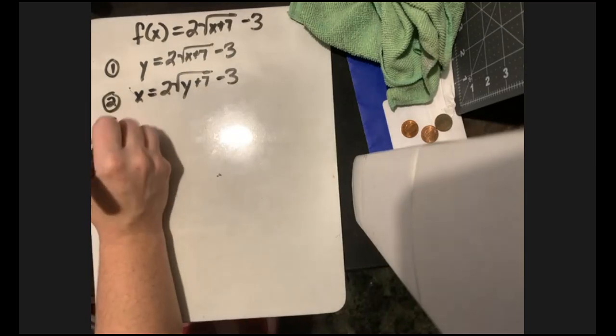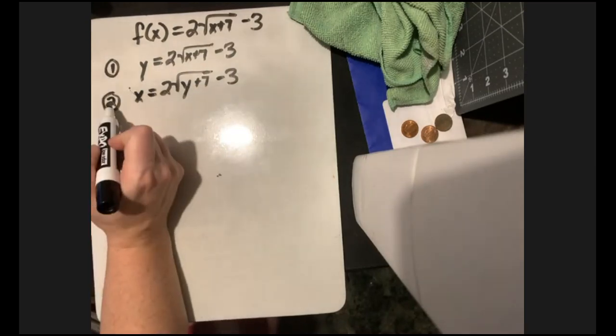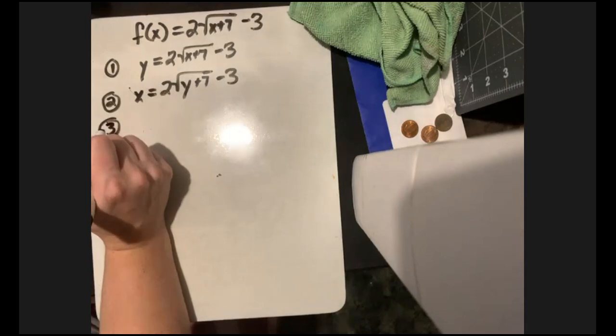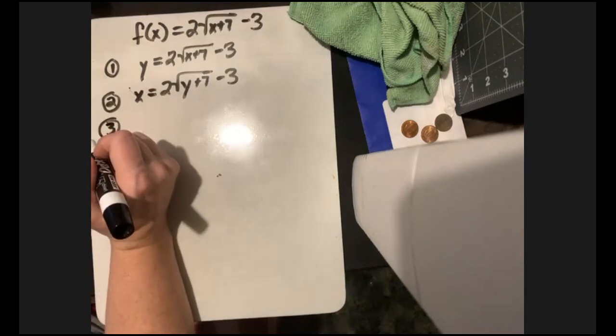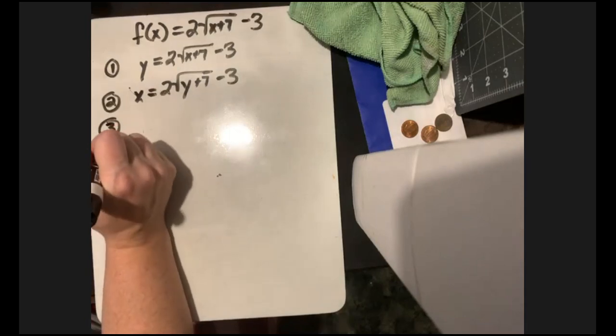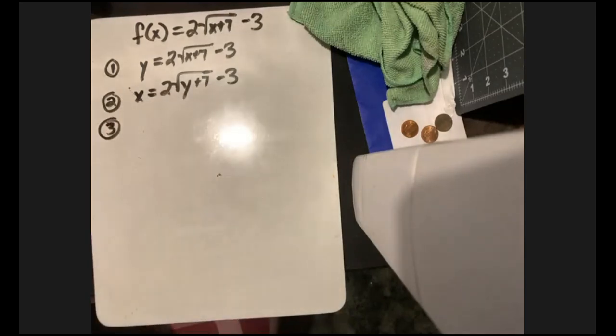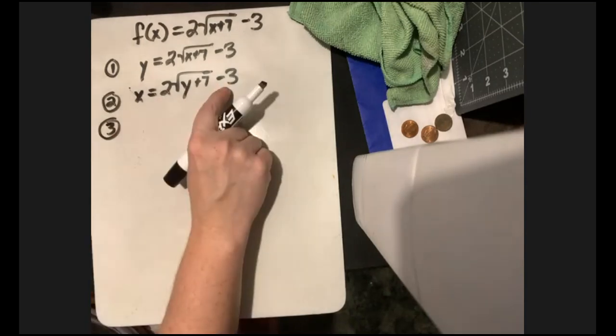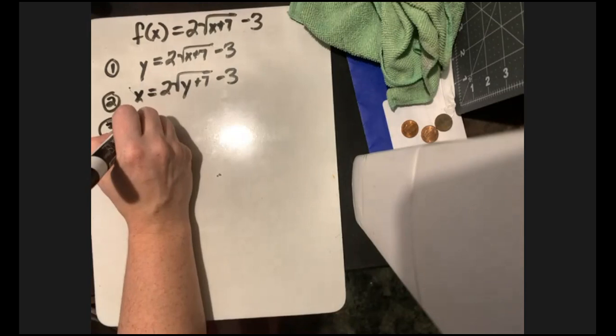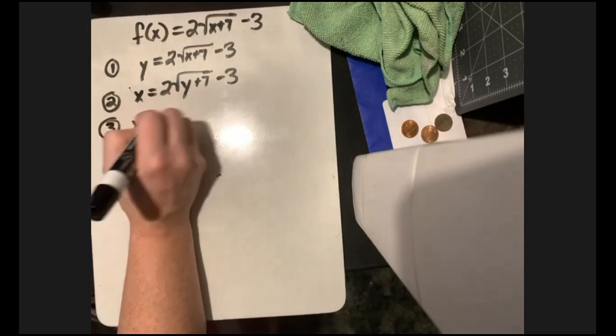So step 3. Now, here's the deal. Up until this point, there's been no math. So if you're going to mess this up, and I hate to say it that way, it's going to happen in step 3, because that's where the actual math happens. Looking at this, the first thing that needs to happen is I need to get rid of the 3 back here on the back side. So I'm going to add the 3.